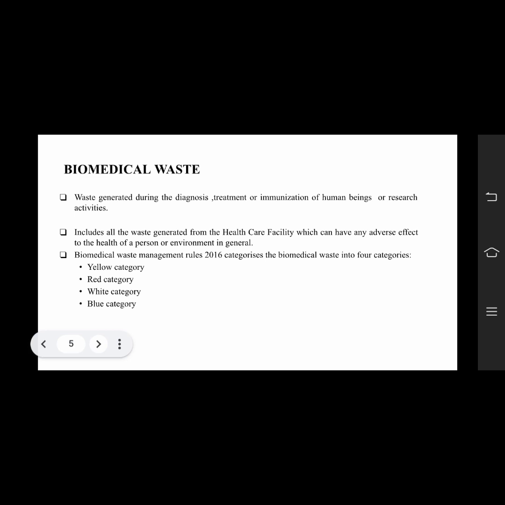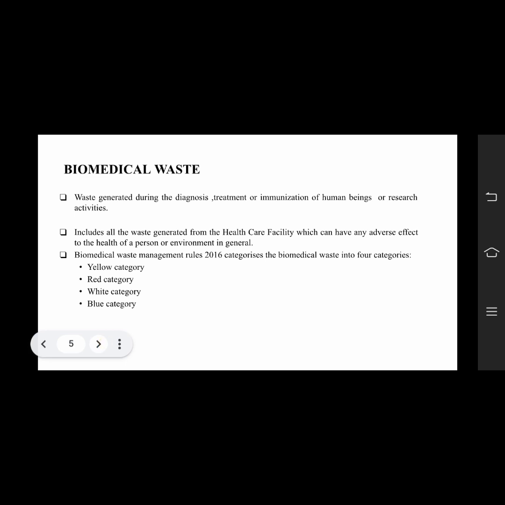So when we talk about the categories, under the Management Rules 2016, it is divided into four categories, that is yellow, red, white, and blue category.